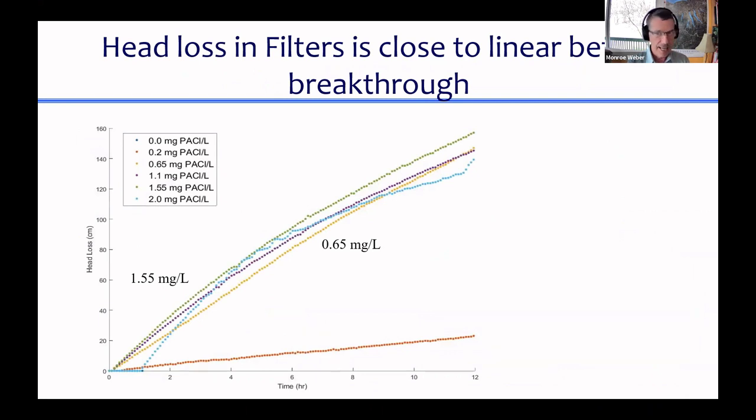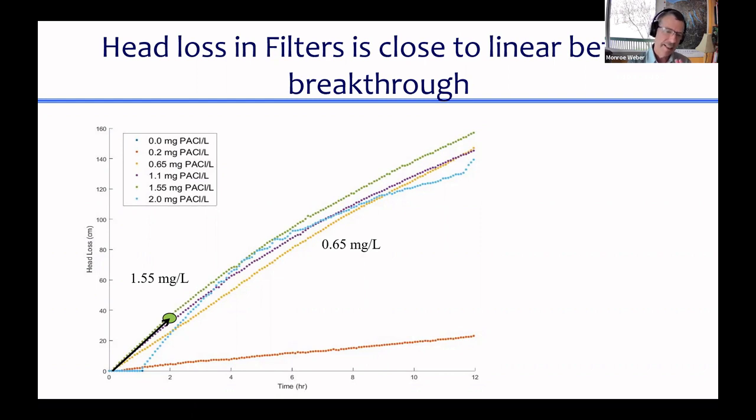Here's another interesting insight. The head loss in the filter, this is the pressure drop or the change in water level between the water going into the filter and where it comes out of the filter, is close to linear before breakthrough. So remember, breakthrough is when flocks start coming out the bottom. So here's the first one for 1.5 milligrams per liter. That green dot marks when breakthrough began happening.